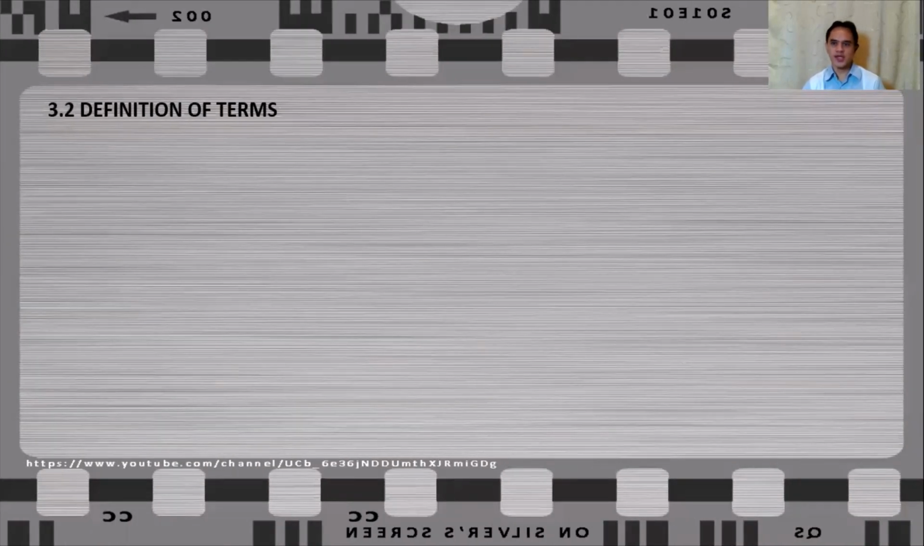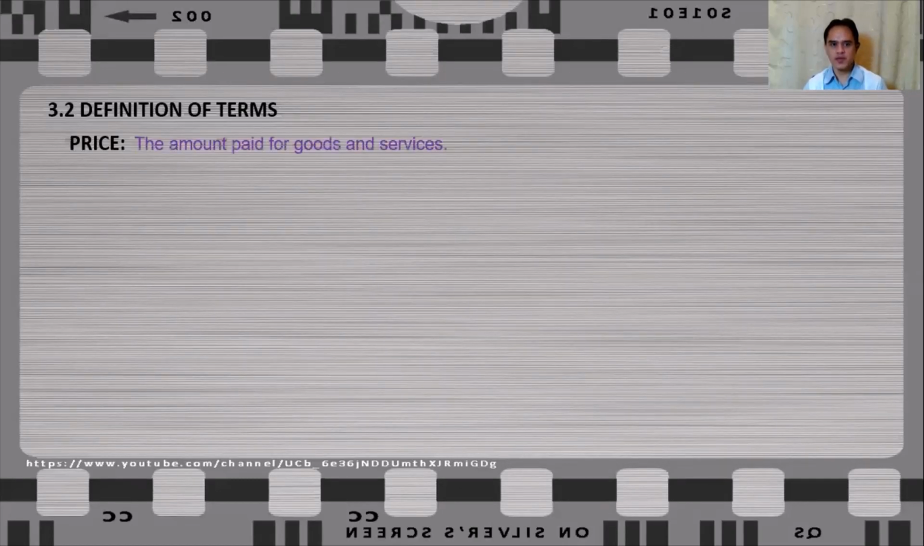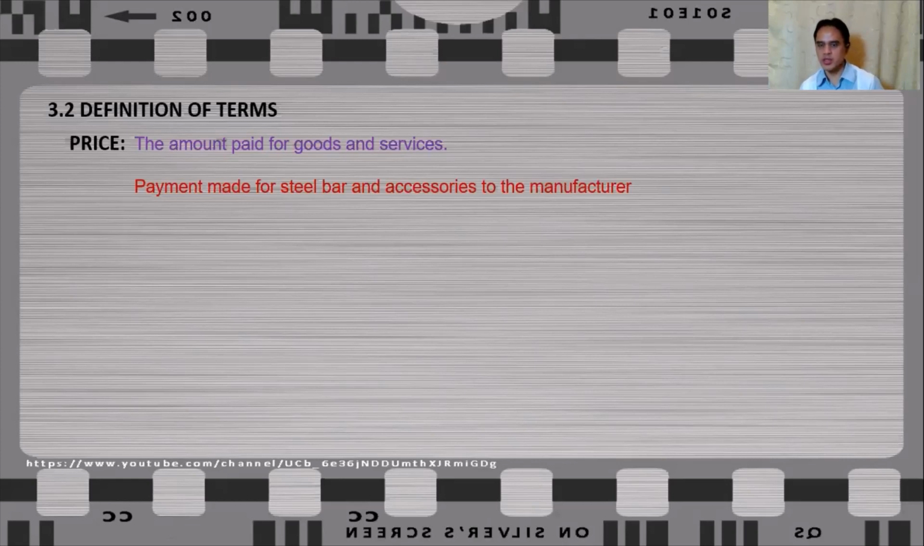So next, let's define some terms. Again, as I said, these terms are common, often used, but sometimes also misused. First is price. Price is defined as the amount of money paid for goods and services. So let's take, for example, if your project is supply and installation of reinforcing steel bars. So if you are the contractor, the price is the payment made for steel bars and accessories to the manufacturer. So it is what you paid in order to purchase these materials.